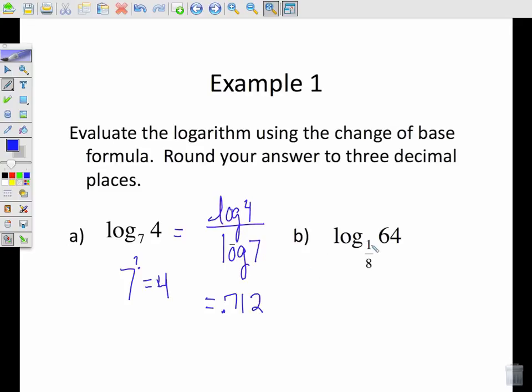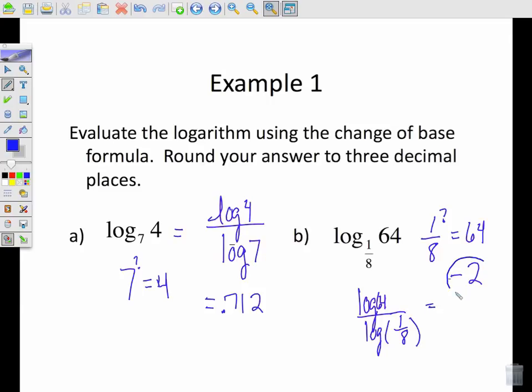All right, here we've got log base 1/8 of 64. Many of you probably could think of this as 1/8 to what power is equal to 64 and recognize right away that the answer is -2. However, if you don't recognize that, then you can do log of 64 divided by log of 1/8, making sure you use parentheses with the 1/8, and you would get -2. All right, that's called the change of base formula.